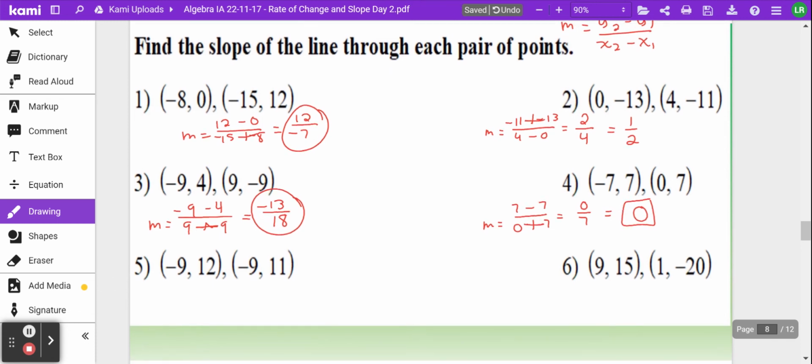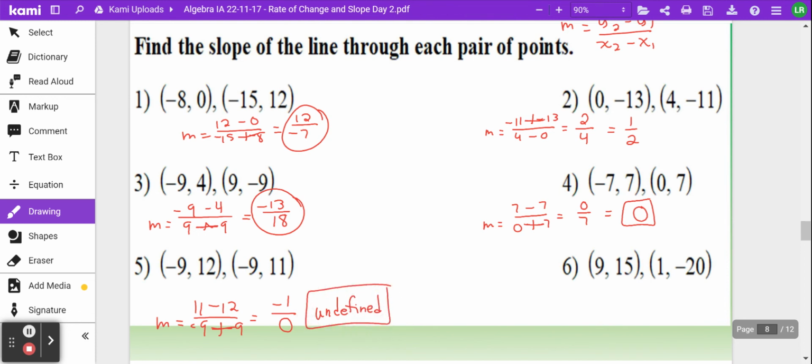Number 5. We should have 11 minus 12 over -9 minus -9. That's going to be -1 over 0. Again, you cannot leave it like this. When the 0 is on the bottom, that is going to end up being undefined.